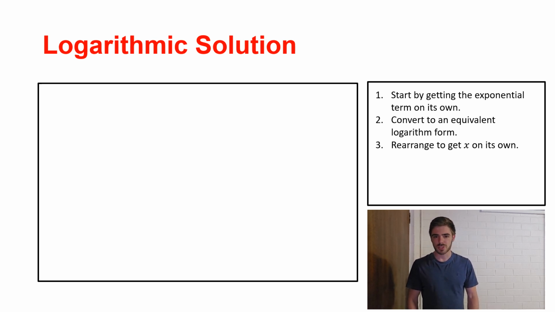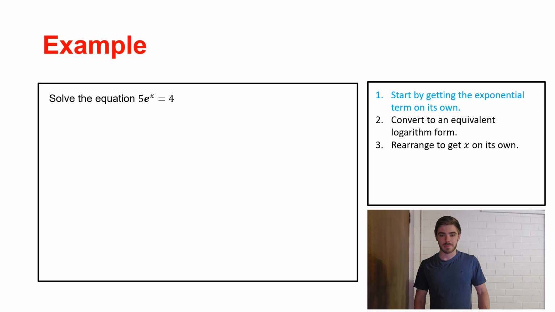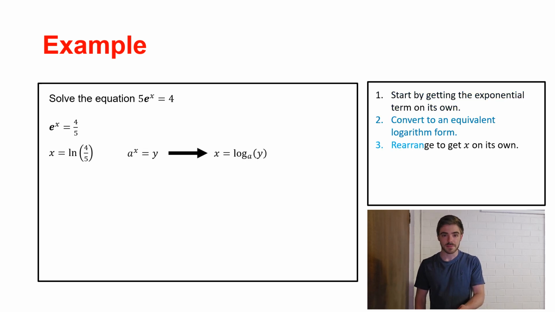Typically, we use a logarithmic approach when neither of the other 2 approaches have worked. Let's give it a shot. The first thing we want to do is get the exponential term on its own. In this case, all it takes is a division of 5. Now that we have the exponential on its own, we're just going to swap to logarithm form, and that's it.